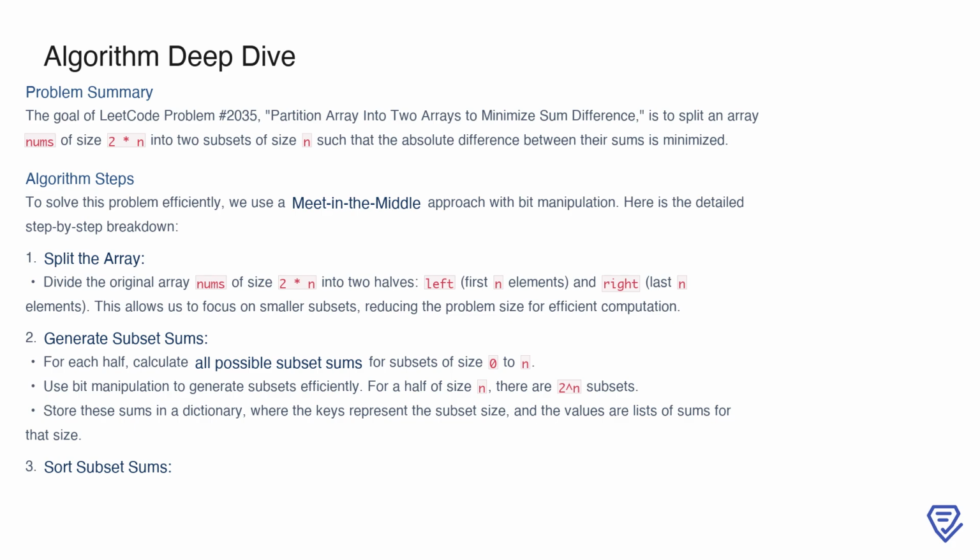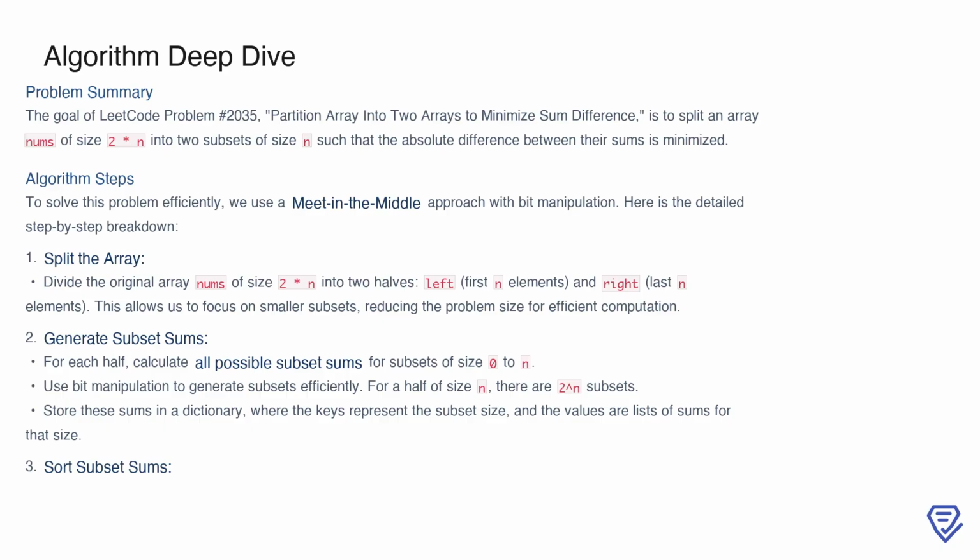First, we divide the array into two halves, left, which contains the first n elements, and right, which contains the last n elements. This reduces the complexity of the problem, as we can focus on smaller subsets. Next, for each half, we calculate all possible subset sums for subsets of sizes ranging from 0 to n. Using bit manipulation allows us to efficiently generate the 2^n possible subsets for a half. These sums are then stored in a dictionary, where the keys represent the size of the subset, and the values are lists of sums corresponding to that size. This organization will make it easier to pair subsets later.